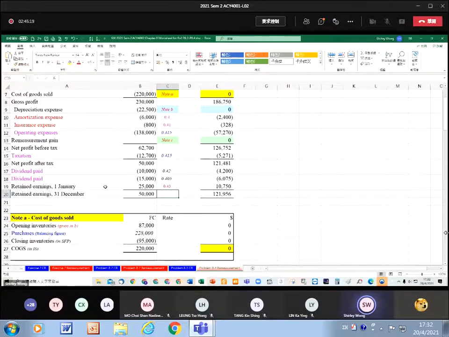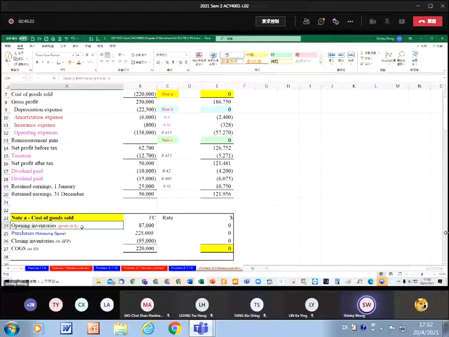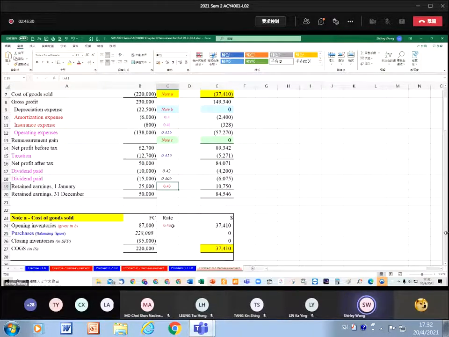So for opening inventory, originally the opening inventory is given in part B. It says that it is 87,000. We use the historical rate, that is the acquisition day rate. Here we use the average rate. Here we use the given rate.